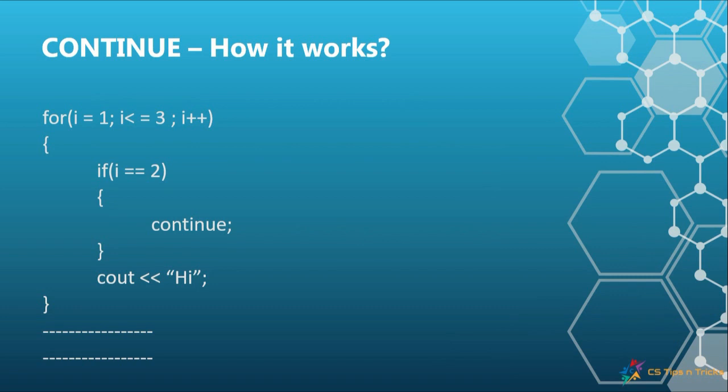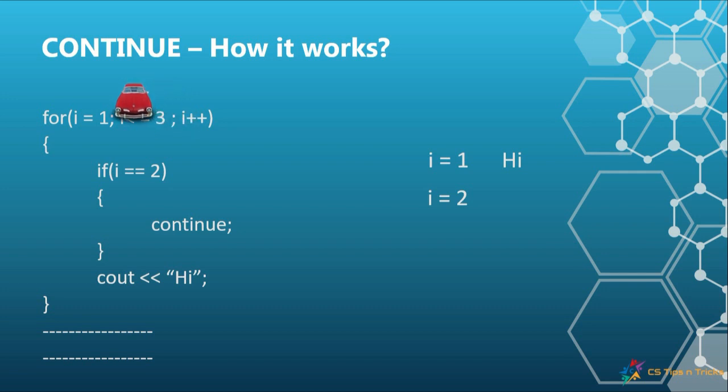Here also a simple for loop. The i starts with the value 1. The condition is checked here. Here the condition is true. Then it enters into the for loop. It doesn't enter into the if statement. Then it prints the hi message. After that the value of i becomes 2.